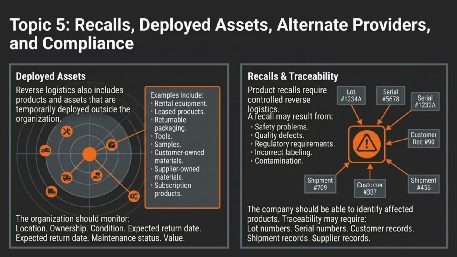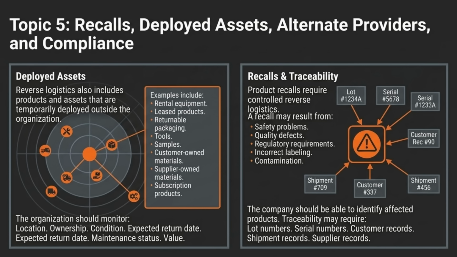Topic 5. Recalls, deployed assets, alternate providers, and compliance. Reverse logistics also includes products and assets that are temporarily deployed outside the organization. Examples include rental equipment, leased products, returnable packaging, tools, samples, customer-owned materials, supplier-owned materials, subscription products. The organization should monitor location, ownership, condition, expected return date, maintenance status, value.